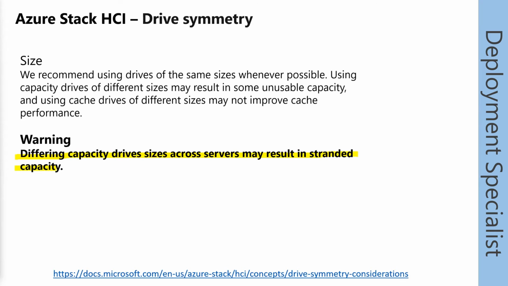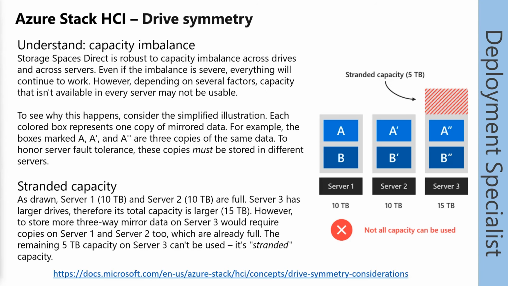Let's have a look at a scenario. Let's imagine you have server 1, and this server 1 has capacity drives with 10 terabytes of capacity. Server 2 also. In server 3, a drive is replaced where we now have 15 terabyte capacity. Then we will have 5 terabytes of stranded capacity. So the new larger drive can be used, but not with this full size.